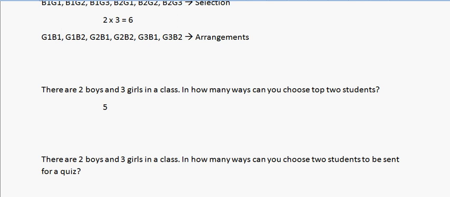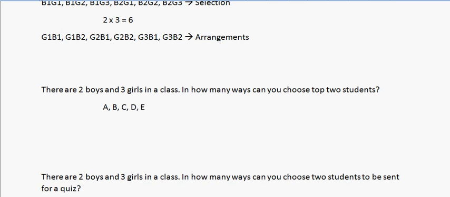So the first student can be chosen in how many ways? He can be chosen in 5 ways. Let's say the students are A, B, C, D and E, right? So the first student can be A, and the second student would be B, so there can be a combination A, B. If the first is A, second C; first A, second D; first A, second E, right? So these are the 4 combinations if A is chosen.